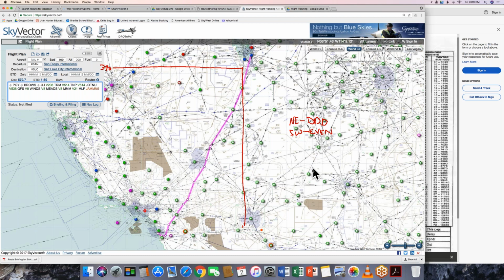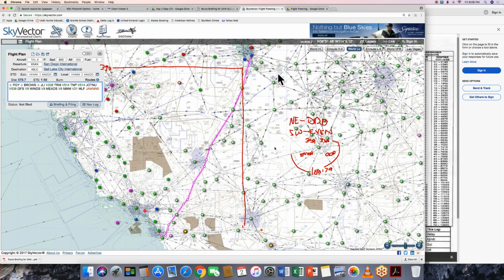So that means that from 180 going west all the way up to 359, we plan at even altitudes. Okay, from 360 all the way down to 179, we plan at odd altitudes.